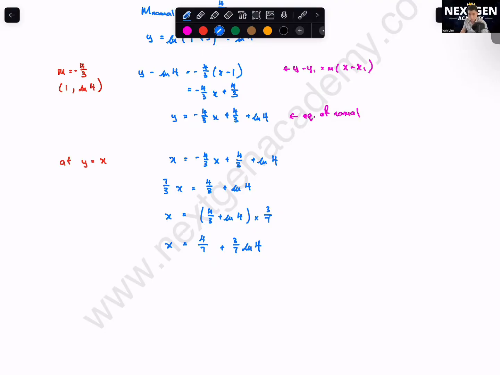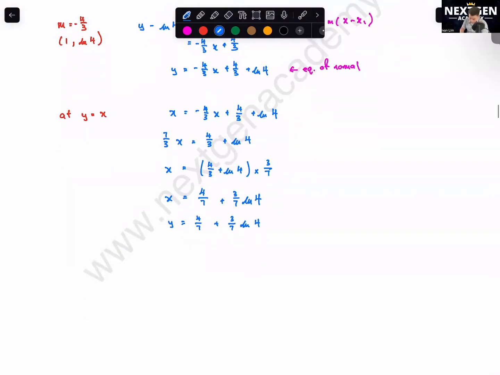This is your x coordinate of P. But they say y equals x, right? So can we say that this is also equal to y? The y value is also the same. y is also 4/7 plus 3/7 ln 4. So my point P is (4/7 plus 3/7 ln 4, 4/7 plus 3/7 ln 4). If you want to join it together, also can: (4 plus 3 ln 4)/7, same thing.